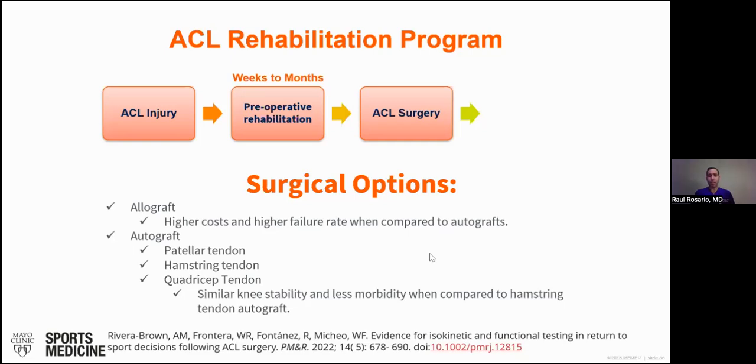The classic ones have been patellar and hamstring, but the quadricep has gained a lot of popularity because for patellar tendon, some patients develop this kind of chronic pain in the anterior knee where the graft was taken off. In hamstring tendon, they can have some weakness in the hamstring or pain in there. In the quadricep tendon, it seems that it has less morbidity compared to the other ones. So recently, it has been a very popular option. And that's a discussion to have with the surgeon, and he decides which one is better.